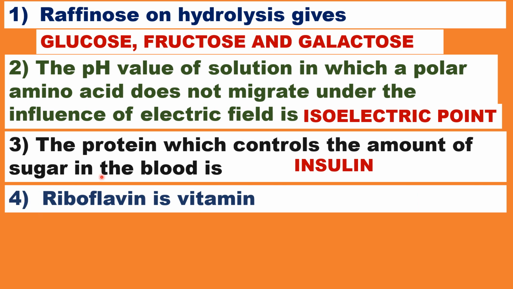The fourth question: riboflavin is vitamin dash, B12 or B6, B2, etc. Riboflavin is vitamin B2. Its deficiency causes skin disease. Riboflavin is vitamin B2. Please remember this.